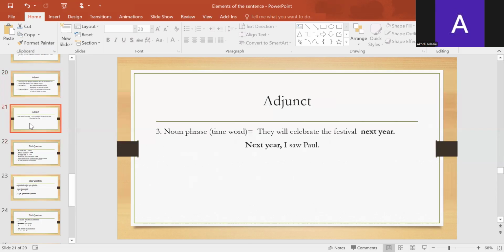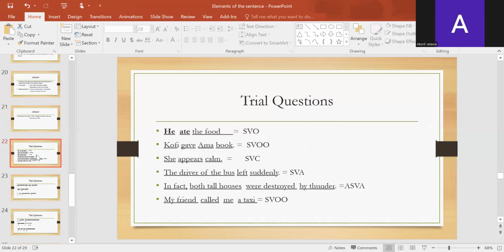Now, having laid the foundation for this discussion, let's take some examples, and then we see the kind of thing that you see in examination. He ate the food. See, he, subject, ate, verb, the food, object, so it's SVO. Kofi gave Ama a book. Kofi is subject, gave is the verb. Ama and book are both objects. I explained this already, so this should not be difficult for you. She appears calm. See, this verb appears doesn't take an object, it takes a complement. So subject, verb, complement, not object.